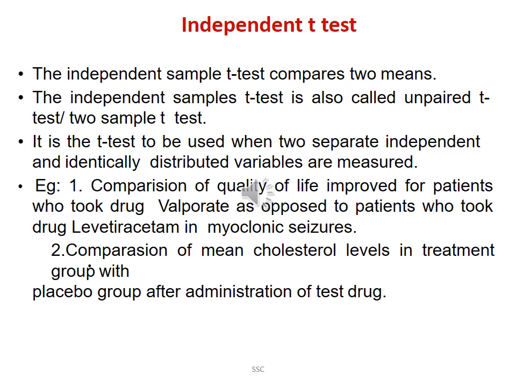Independent t-test. The second type of t-test, the independent sample t-test, compares two means. The independent sample t-test is also called an unpaired t-test or two-sample t-test. It is used when two separate, independent and identically distributed variables are measured. For example, comparing quality of life improvement for patients who took a drug, and comparing mean cholesterol level in the treatment group with the placebo group after administration of the test drug.